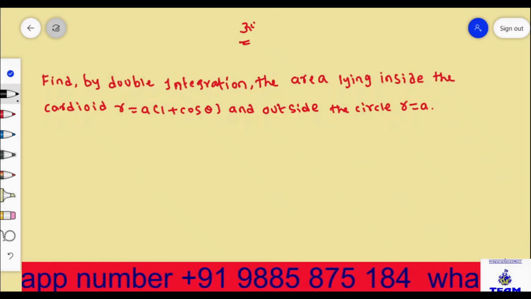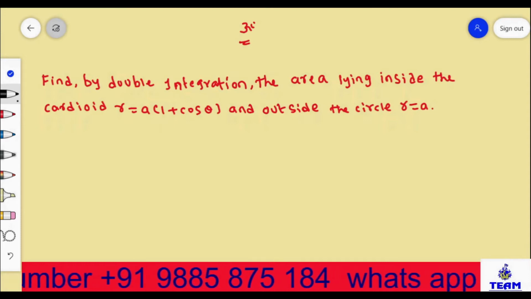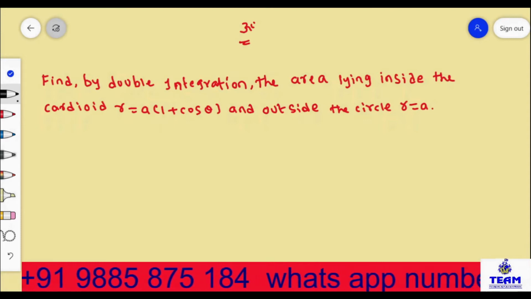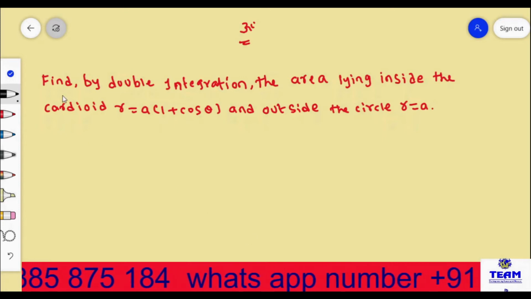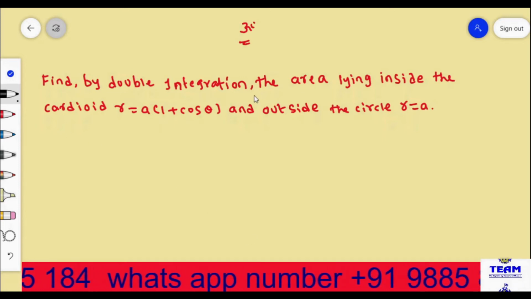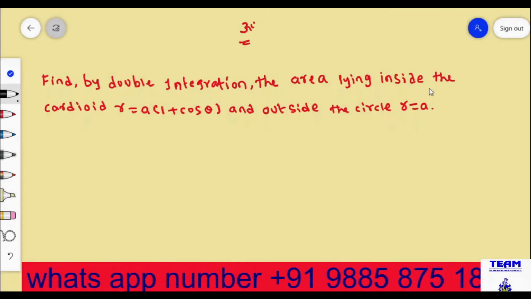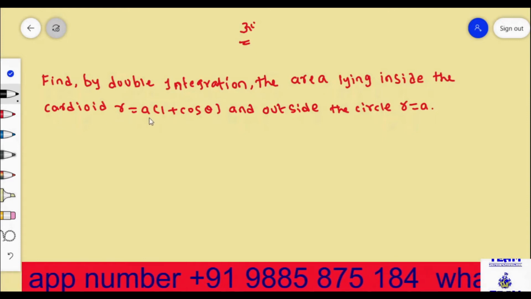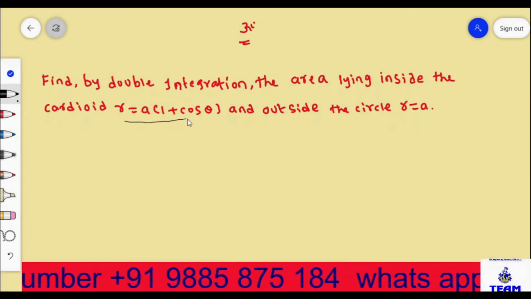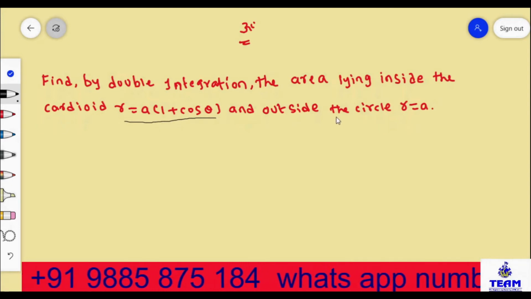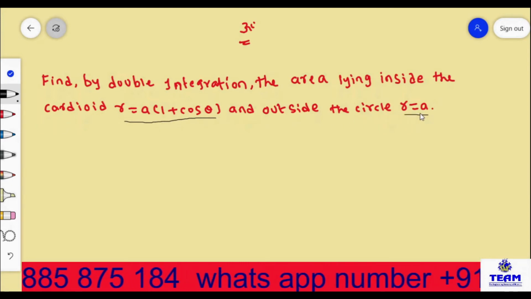Friends, in this video we are solving a problem on multiple integrals. The given problem is: find by double integration the area lying inside the cardioid r = a(1 + cos θ) and outside of the circle r = a.